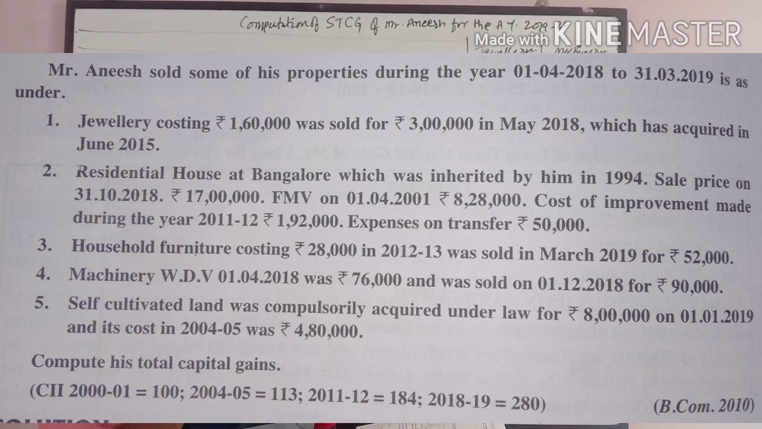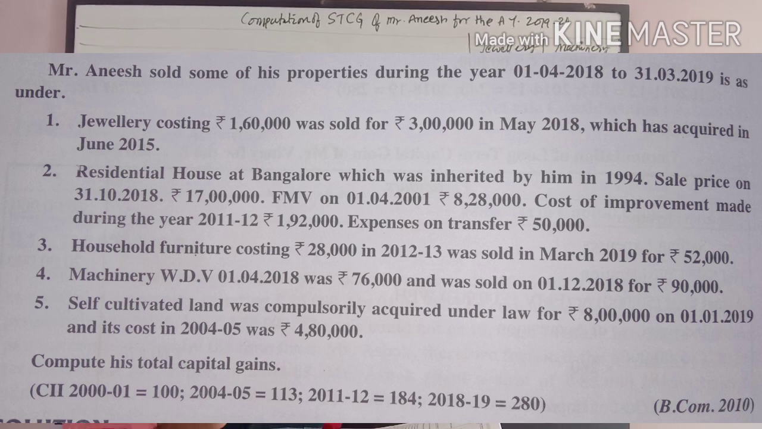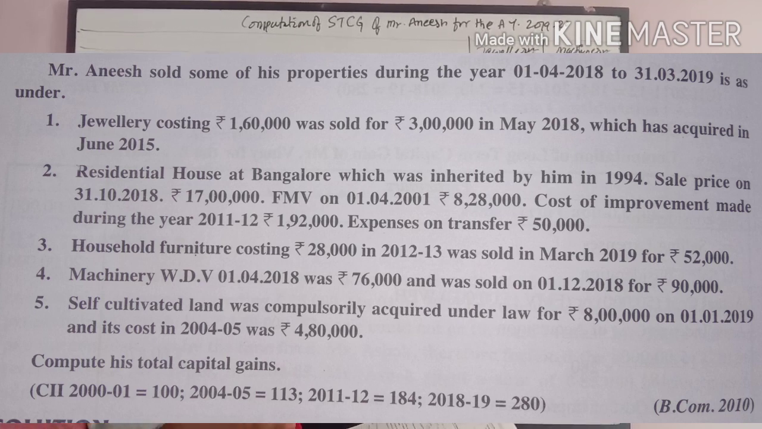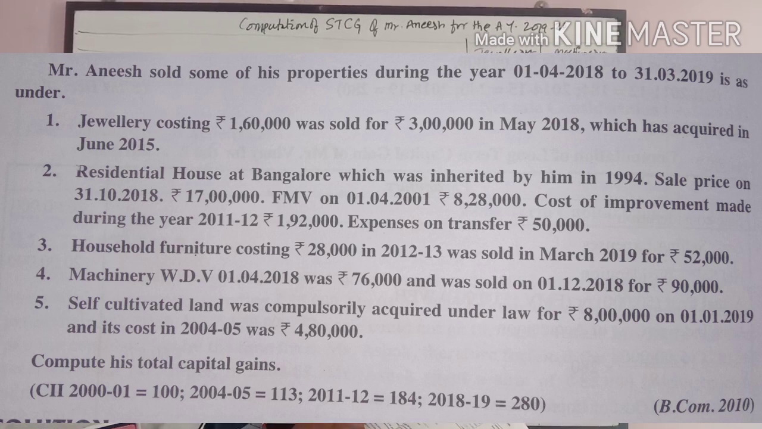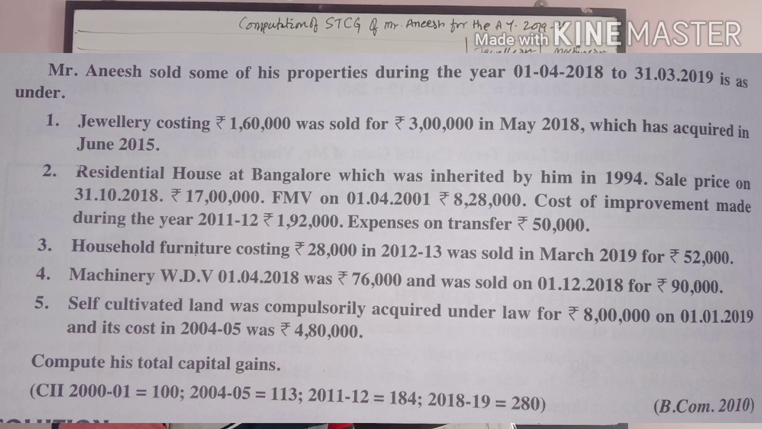If an asset is held for more than 36 months, then it comes under LTCG. If an asset is held for less than 36 months, it comes under STCG. So, jewellery first. Jewellery costing 1,60,000 was sold for 3 lakhs in May 2018, which was acquired in 2015. So that means it is less than, you just calculate, it comes to less than 36 months.